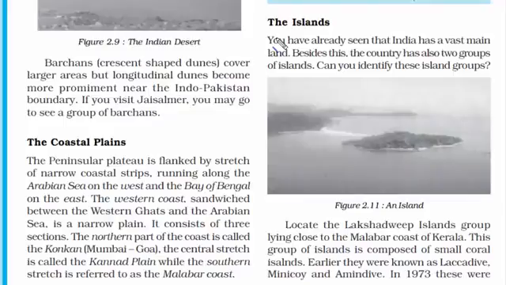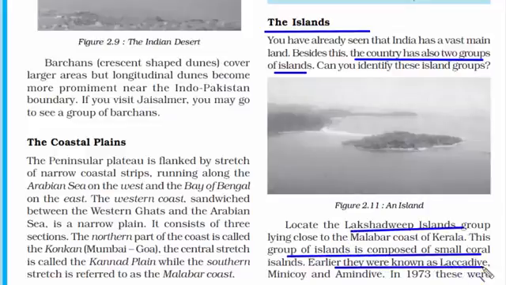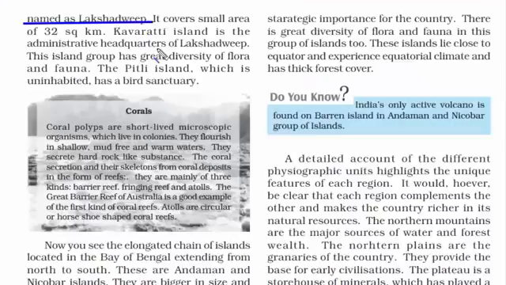And coming to the last feature, the islands. So we have two sets of islands in our country. One is the Andaman and Nicobar in the Bay of Bengal and the other is Lakshadweep in the Arabian Sea. Lakshadweep Island is a small coral island. Earlier it was known as Laccadive, Minicoy, Amindivi, and in 1973 we named it as Lakshadweep and the capital as Kavaratti, which is also the administrative headquarter of Lakshadweep.